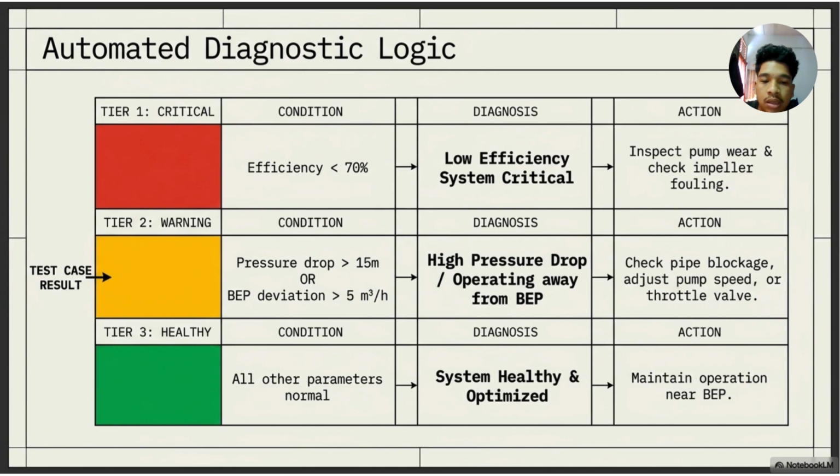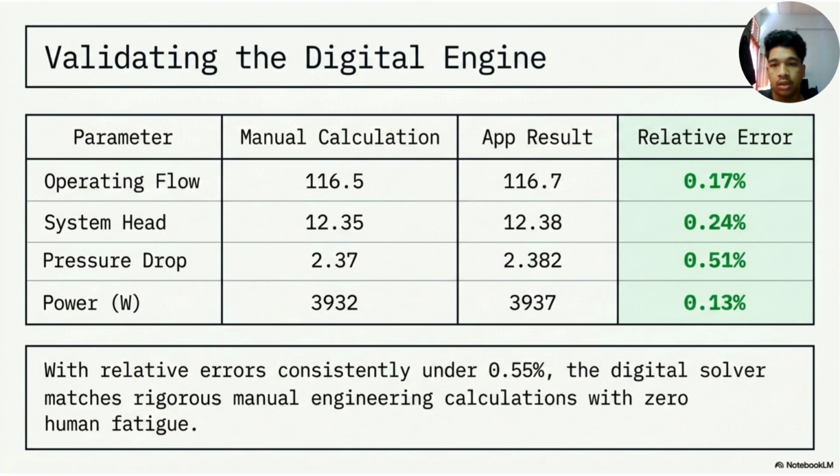The system is healthy and optimized, and the action needed is to maintain operation near BEP. Next, we are evaluating the digital engine, using the parameters operating flow, system head, pressure drop, and power. We compare the manual calculation with the app result.